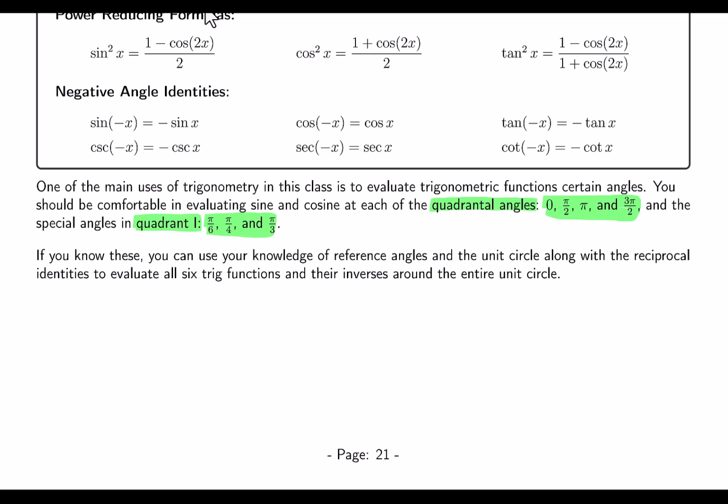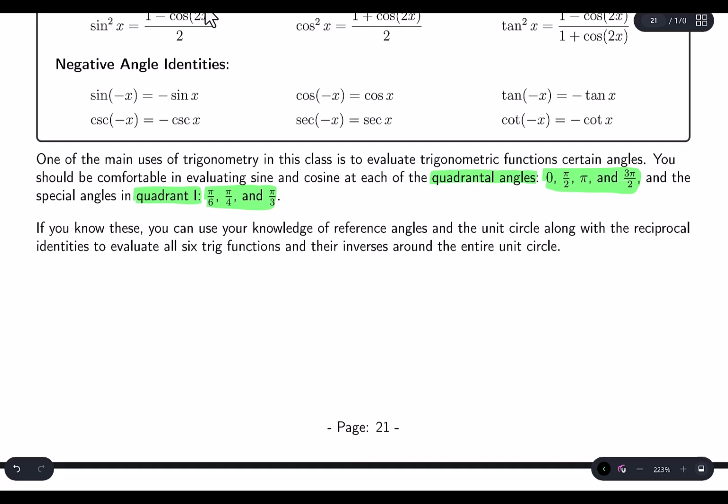Okay, but if you know these basic ones, you can find your way around pretty easily for all 6 trig functions at every single special angle around the unit circle. Okay, so just the basis of the quadrantal angles and the special angles in quadrant 1.